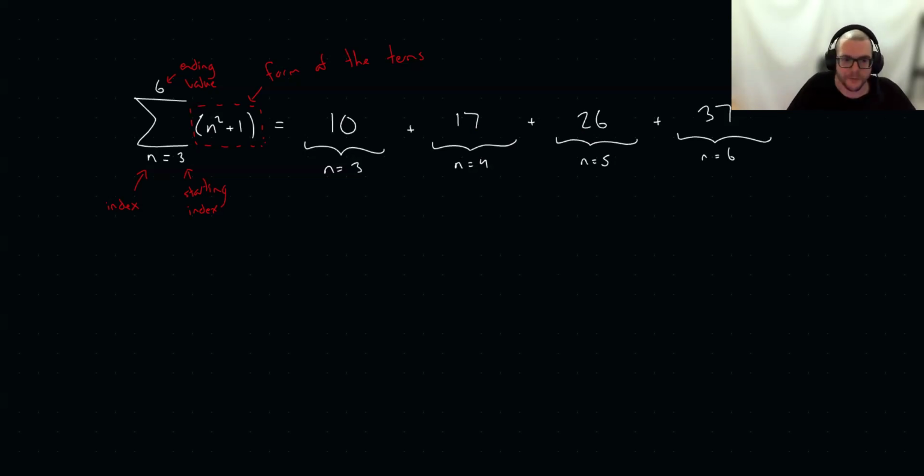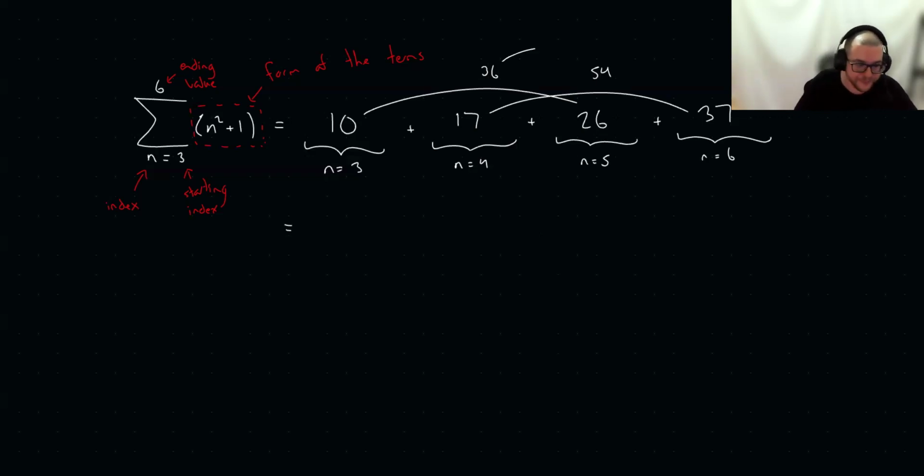And I could add them up. 10 and 26 is 36, and 17 and 37 is 54. And together they are 90, right? So this notation in this case represents this term 90, although it's really not about it just equaling 90. It's more about it representing this summing up of terms in this particular way. And okay, it's not terribly useful in this case. It wasn't a whole lot of terms.